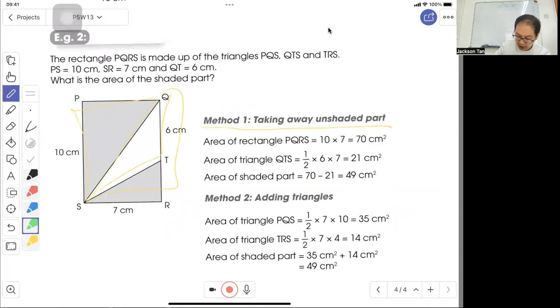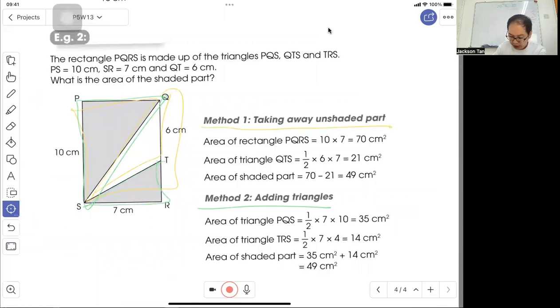Another way is adding the triangles. That means you add triangle PQS and triangle SRT and you get the shaded part, 49 cm squared.